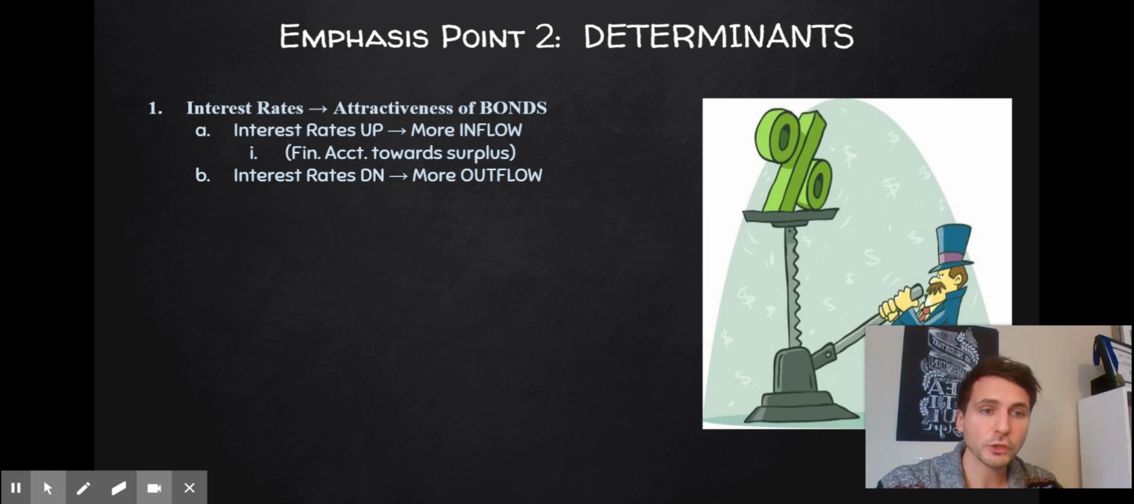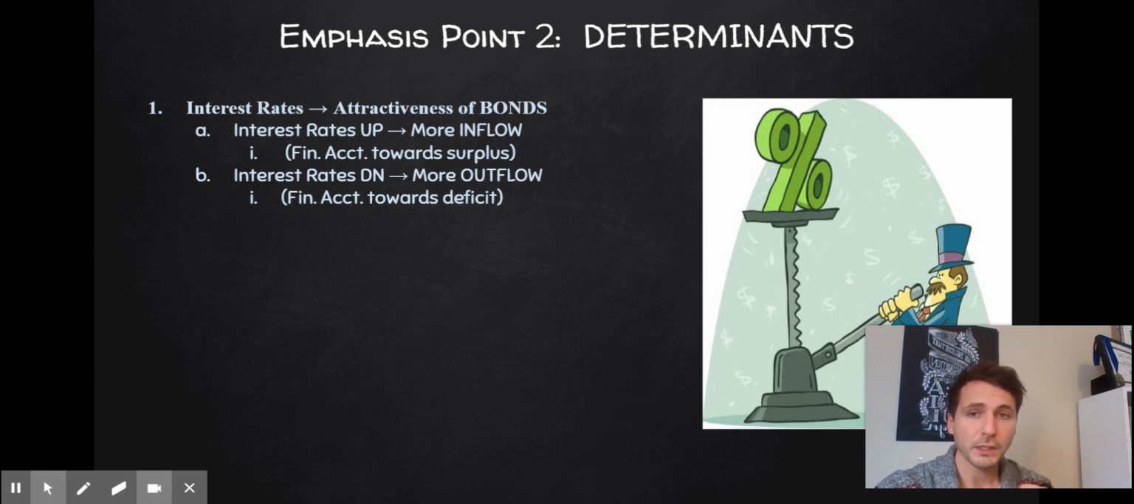When interest rates go down, there's going to be more outflow. Money is going to be leaving because in the United States, we're like, why would we buy American bonds? They pay very little interest. We have very low yield as a result. So we'll just buy foreign bonds instead, and money will flow out of the United States when we buy those foreign bonds with higher interest rates. So it'll move our financial account towards a deficit. Interest rates have a direct relationship with the flow of money. Interest rates up, more money flowing in, financial account towards surplus. Interest rates down, more money going out, financial account towards a deficit.